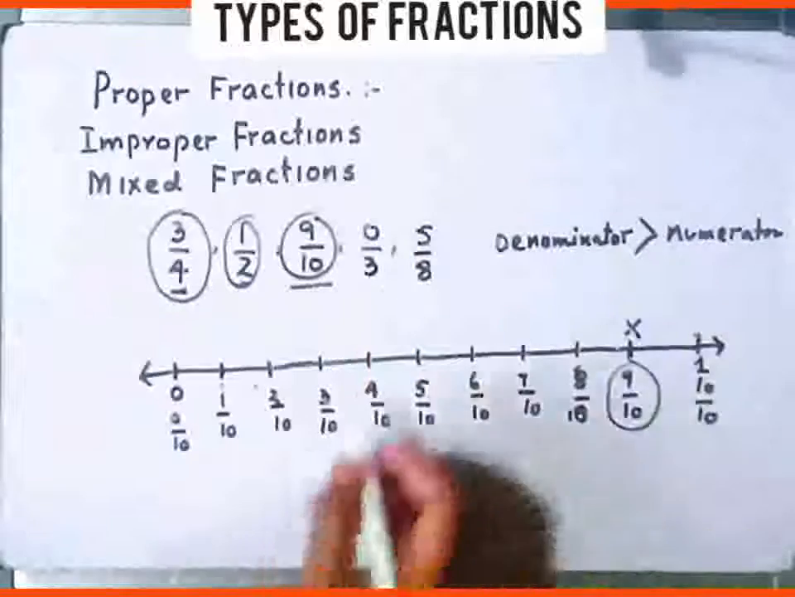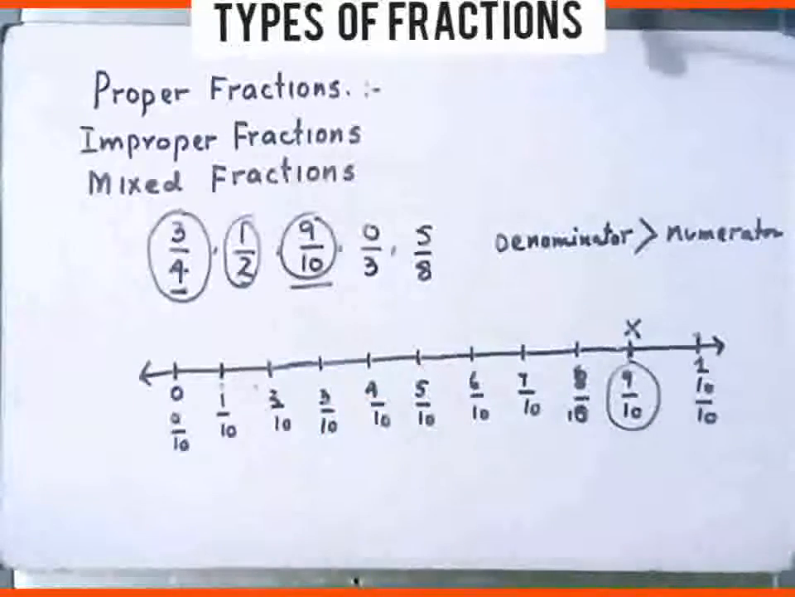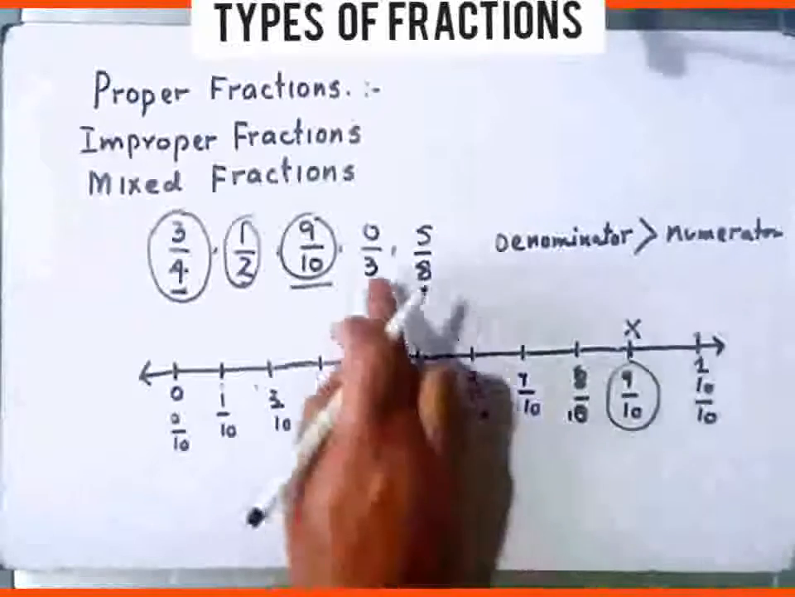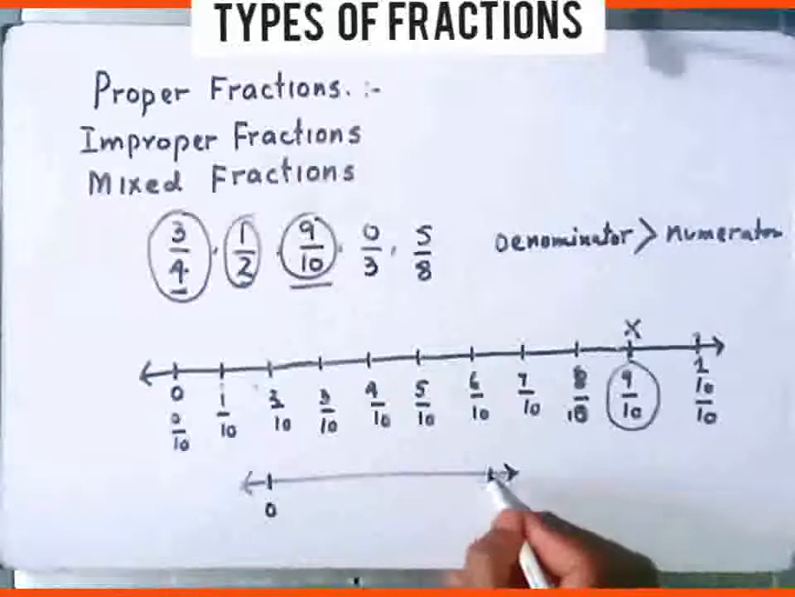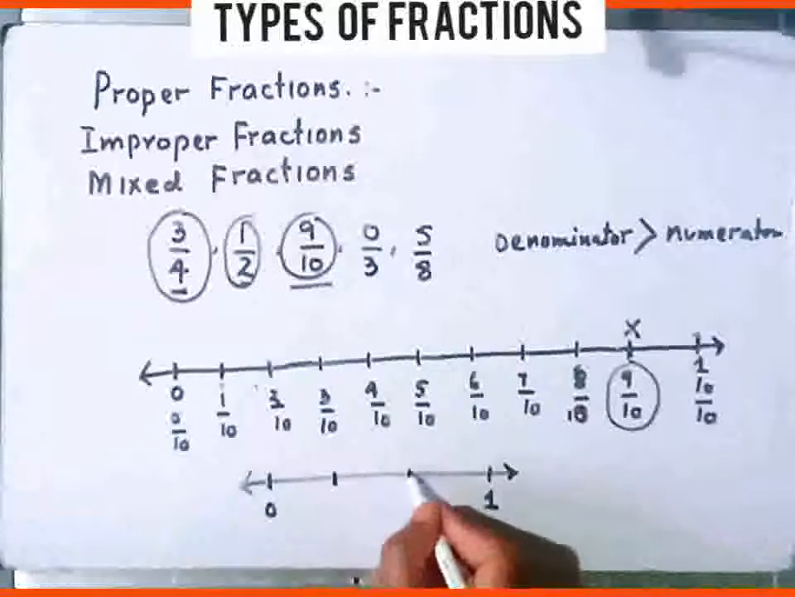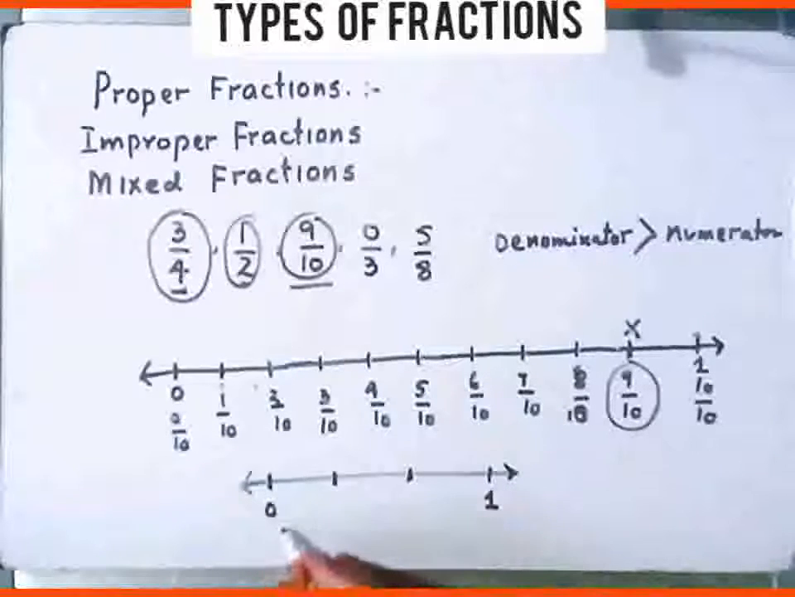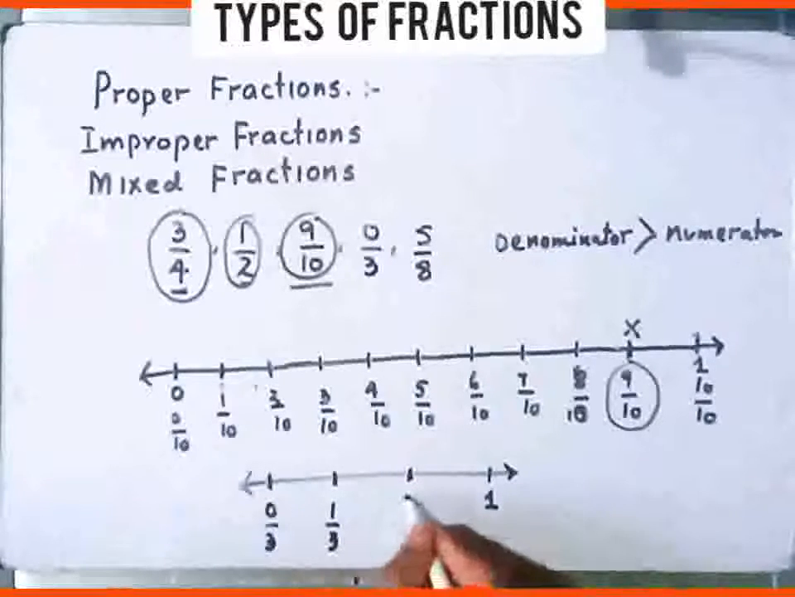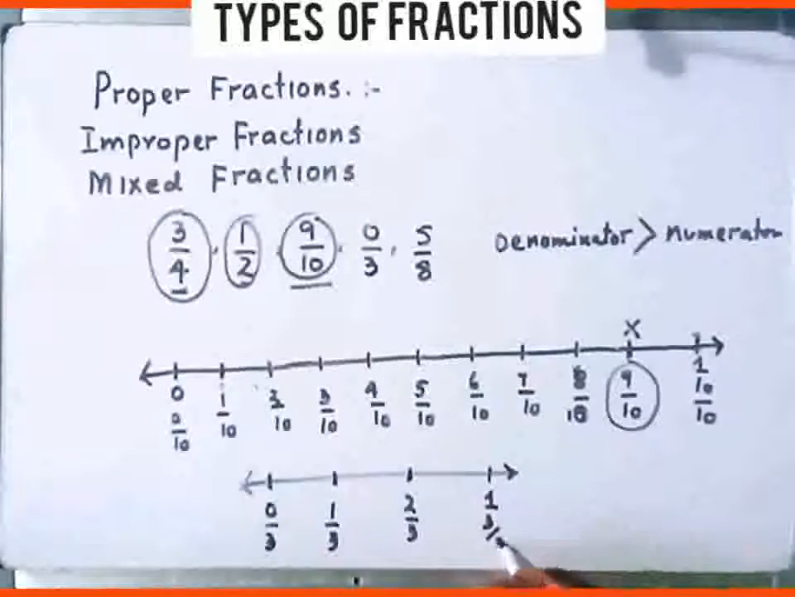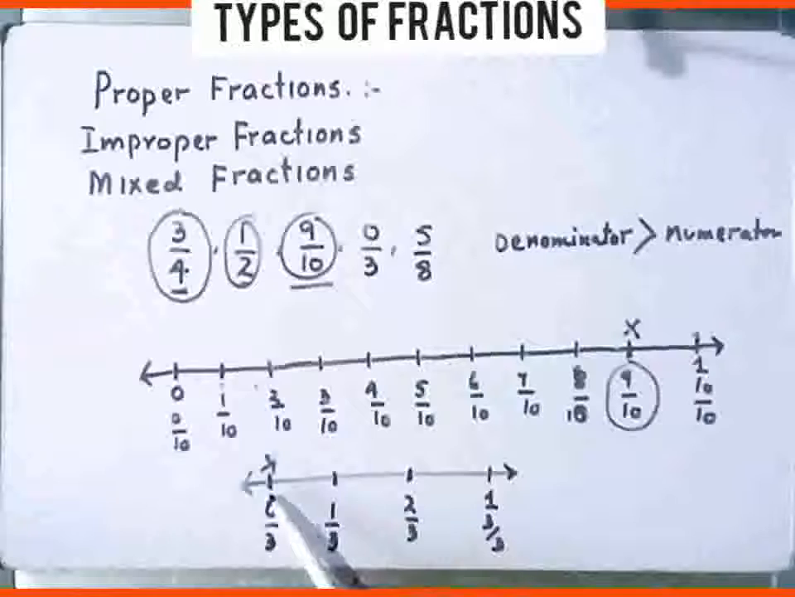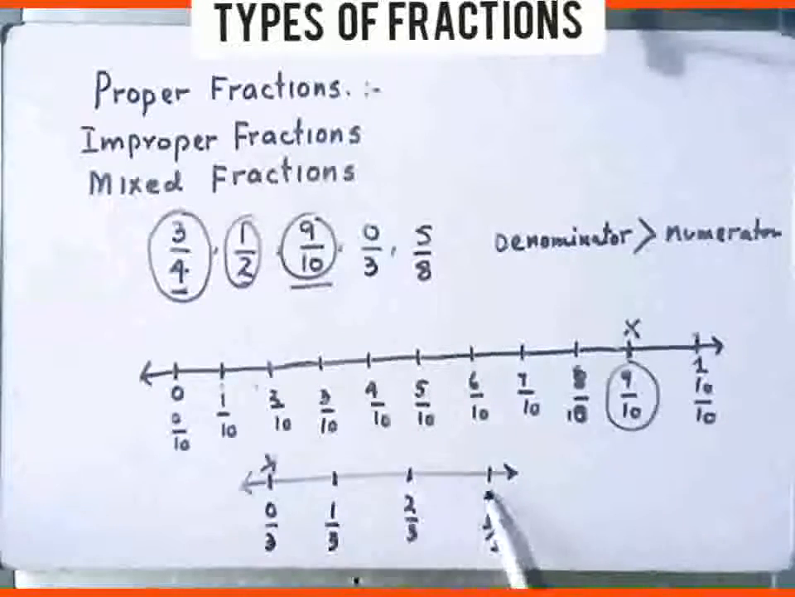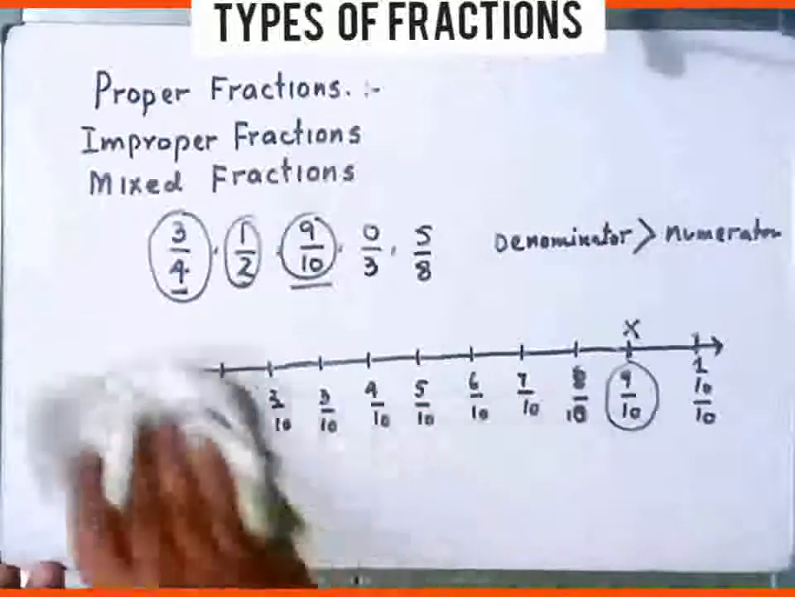Let's take this number. We have to divide the distance between 0 and 1 into 3 equal parts. This is whole number 0, whole number 1, divided into 3 equal parts, 1, 2 and 3. Here it will be 0 divided by 3, this will be 1 divided by 3, this will be 2 divided by 3, and this will be 3 divided by 3. So the correct number is here, somewhere between 0 and 1. Now 5 divided by 8, let's take this number, 5 divided by 8.